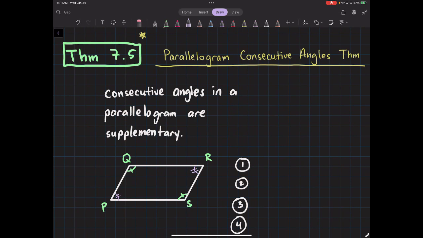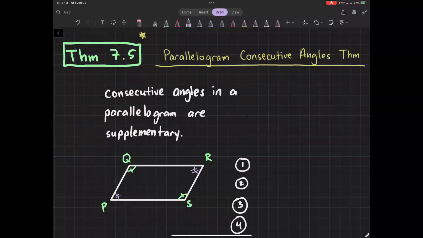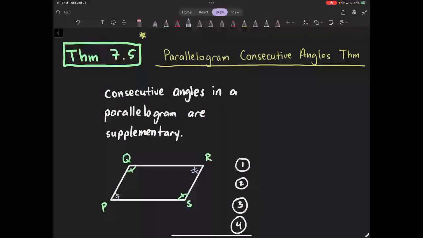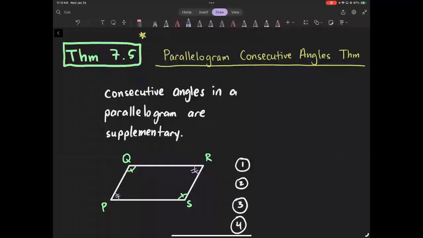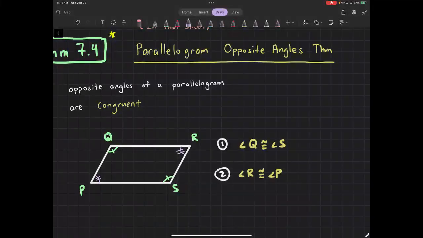Consecutive interior angles. Do you guys remember what happens with the consecutive interior angles? They add up to equal 180. Okay? So the same idea is right here. But when you deal with parallelograms, aren't you dealing with parallel lines? Yeah? So all those alternate interior stuff comes back. Actually the alternate interior stuff was this theorem right here. That's alternate interior. Okay?